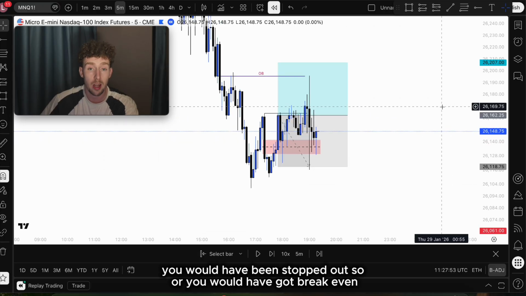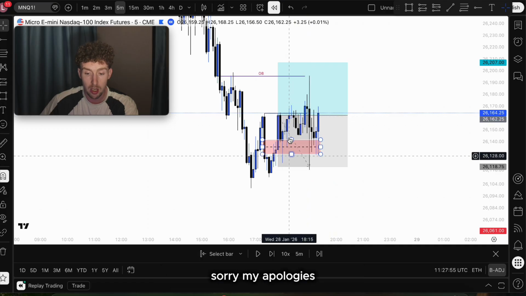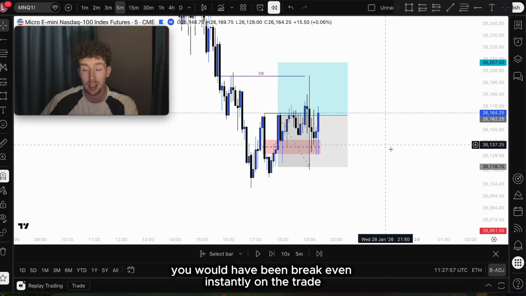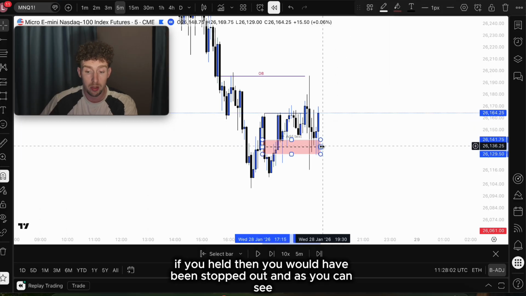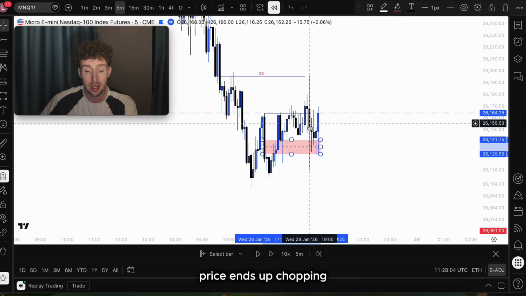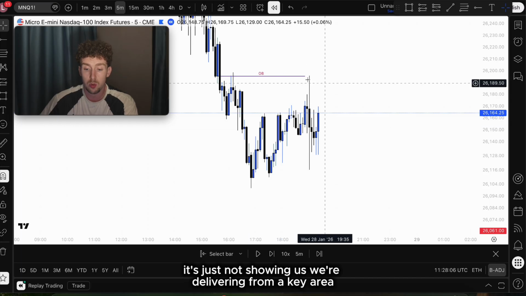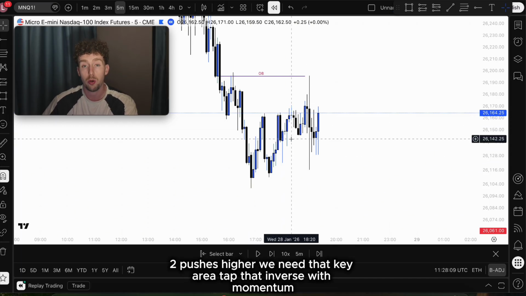As you can see, you would have been stopped out. Or you would have got break even, sorry, my apologies. You would have been break even instantly on the trade, as you can see right there. If you held, then you would have been stopped out. And as you can see, price ends up chopping. It's just not showing us we're delivering from a key area to push us higher.